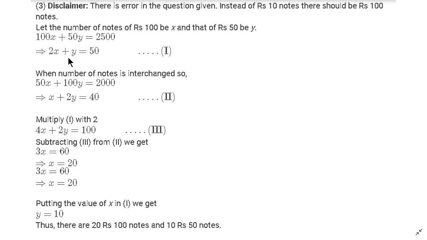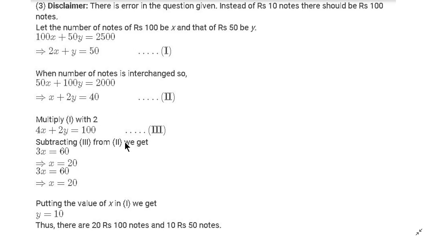Getting it? What was the first condition? First condition was there were X 100 rupees notes and Y 50 rupees notes. Now X 50 rupees notes and Y 100 rupees notes. This is interchanged. Okay, interchange the number of notes. Now we got equation number 2. Why 2,000? Because she got 500 less than the previous. What was the previous amount? 2,500. Now it should be 2,000.